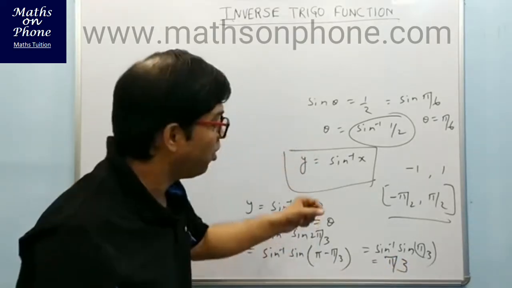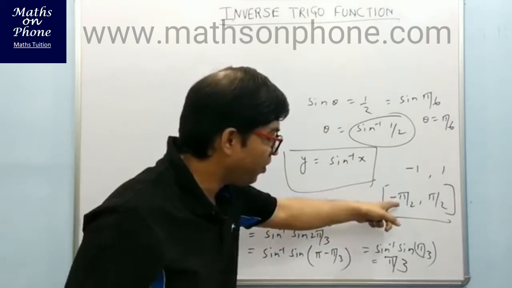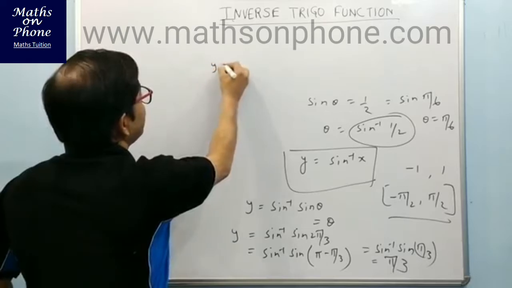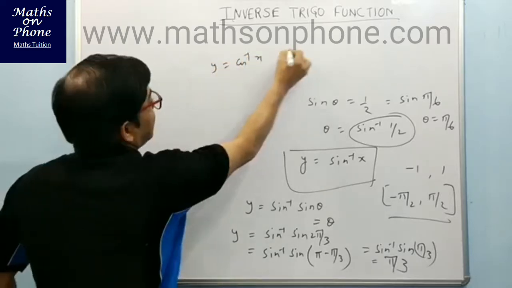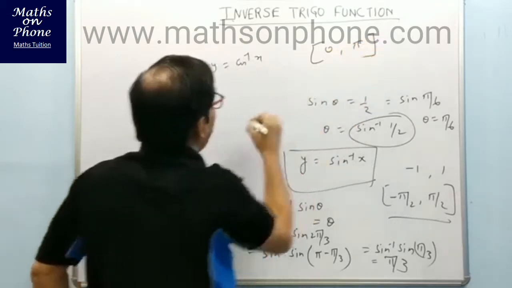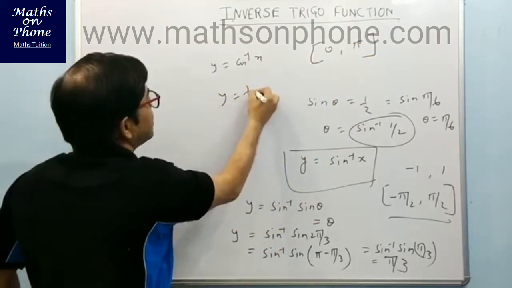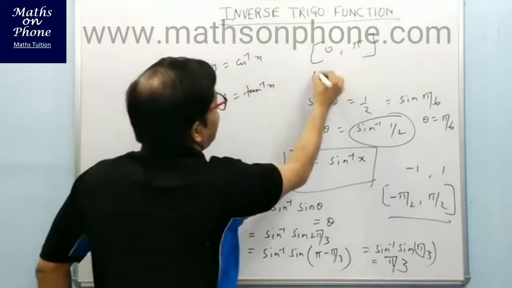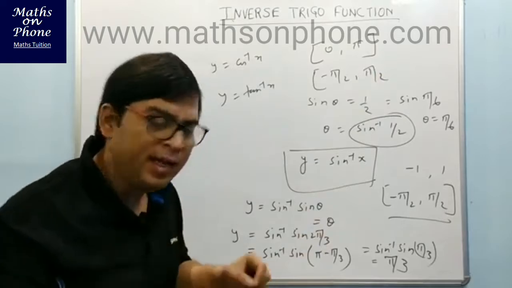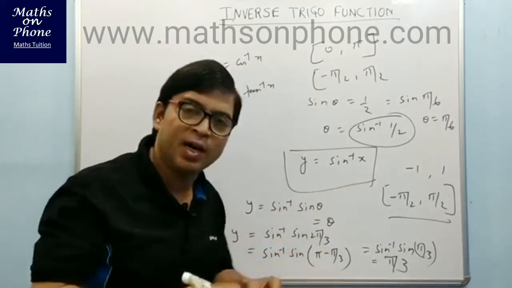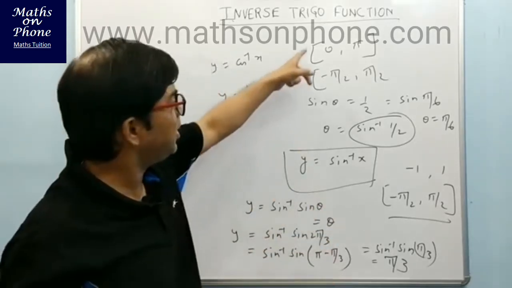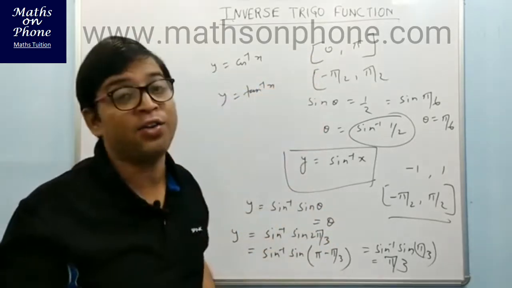So be careful. In the case of sine, it will be minus pi by 2 to pi by 2. In the case of cos, y is equal to cos inverse x, its range is 0 to pi. Just remember. And third thing, tan inverse x should be minus pi by 2 to pi by 2. So for dealing with sine inverse sine theta, cos inverse cos theta, tan inverse tan theta, likewise, you just remember the value should be in that interval.